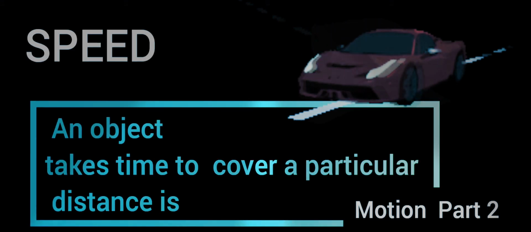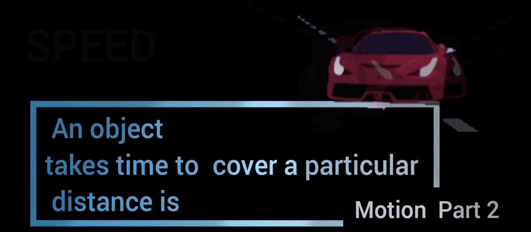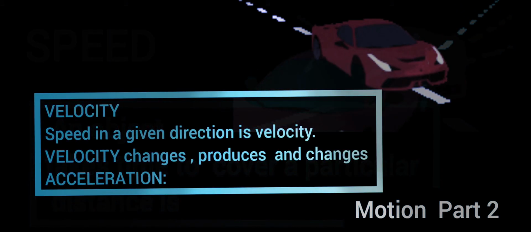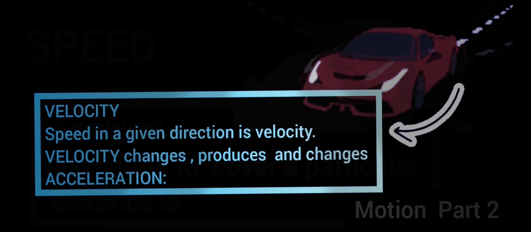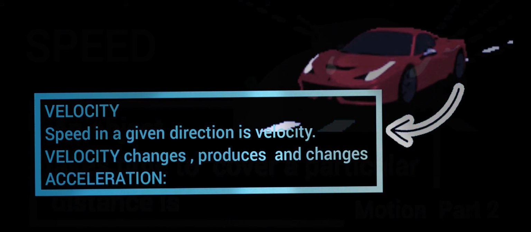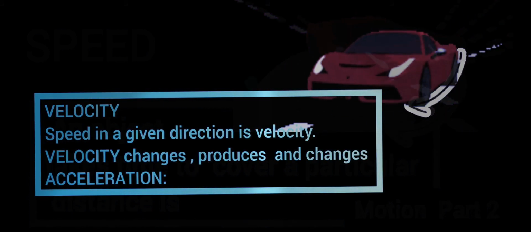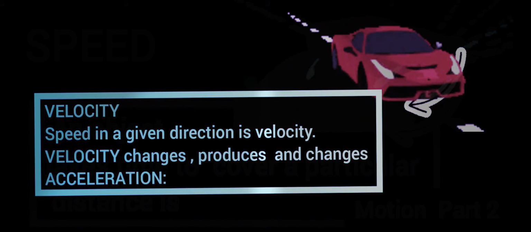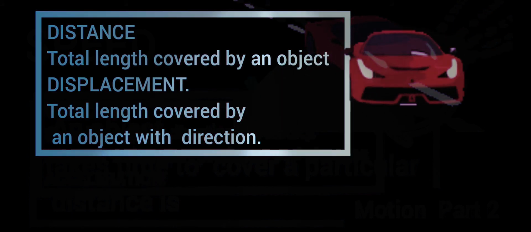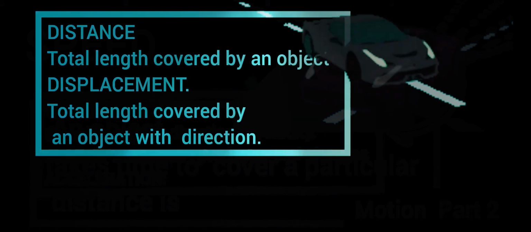Welcome back. Today we're going to learn about speed. The time an object takes to cover a particular distance is speed. What is velocity? Speed in a given direction is velocity. Changes of velocity produce acceleration. Distance is the total length covered by an object. Displacement is the total length covered by an object with a direction.